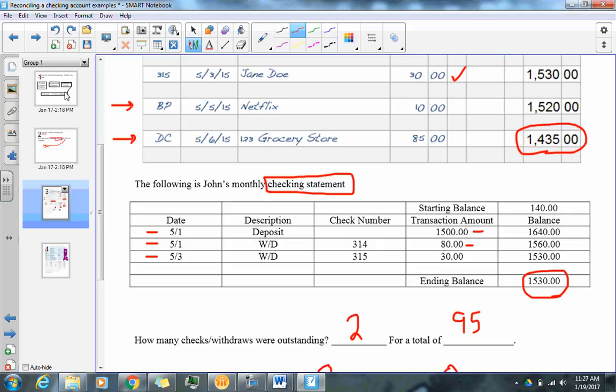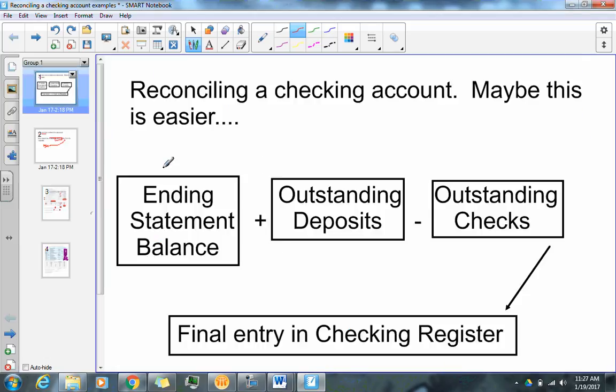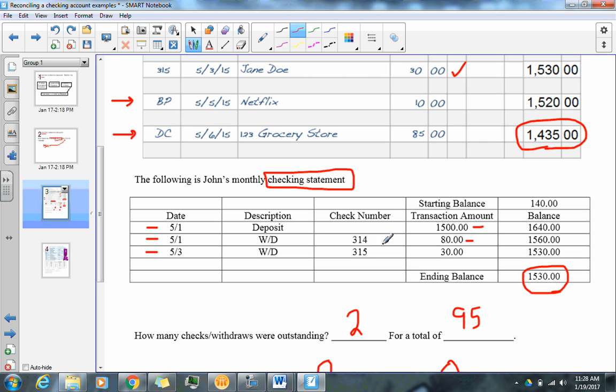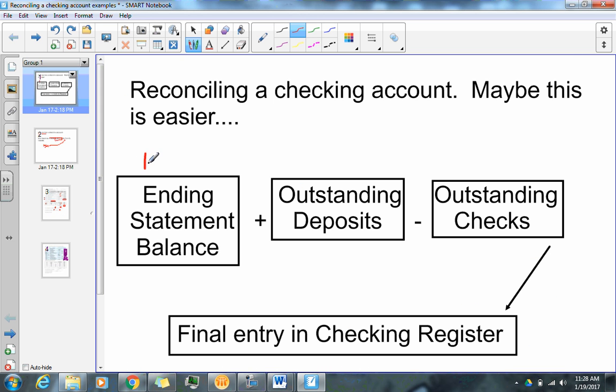I'm going to show you something that you might want to pause the video to take a look at. When you are reconciling a checking account, use this little relationship: the ending balance on your statement, plus the outstanding deposits, minus the outstanding checks. If that equals the final entry in your checking register, then you're correct. All right, so let's do this. 1530 is the ending balance on your statement. Now, if you remember from the problem, there are no outstanding deposits, so that'll be a 0. The outstanding checks, I believe, was $95. Let me check that again.